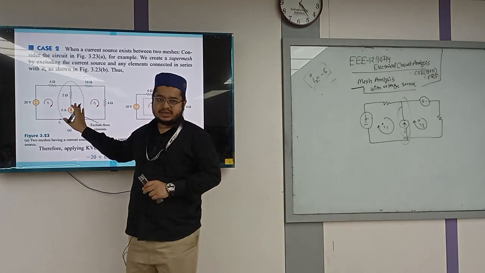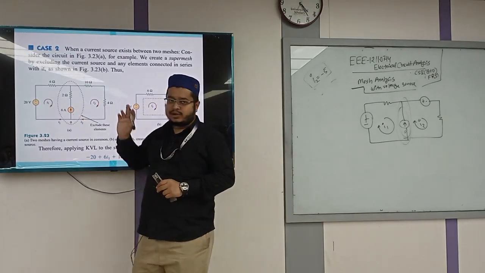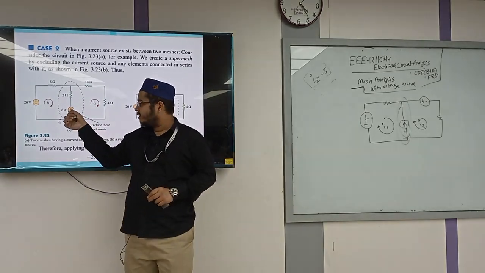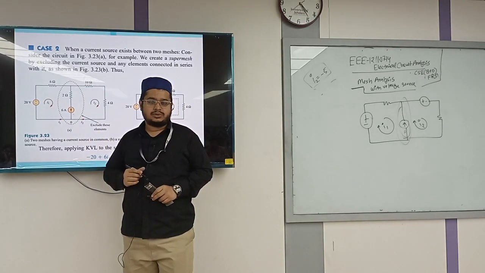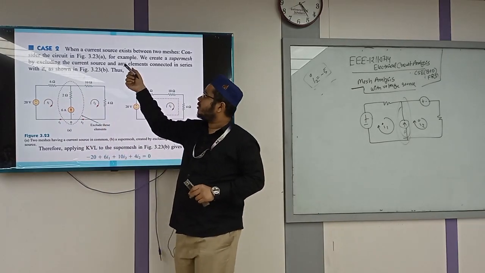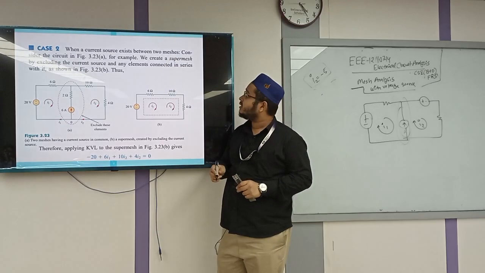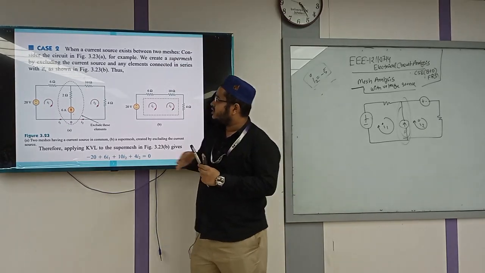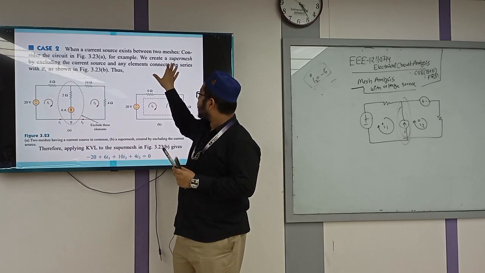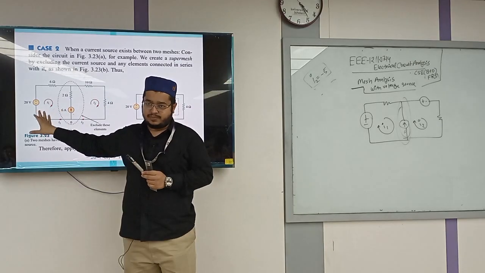Here there are two loops, and in the second scenario a current source falls between these two loops. So, in the second scenario, when a current source exists between two meshes, consider in this figure, for example, we create a super mesh.